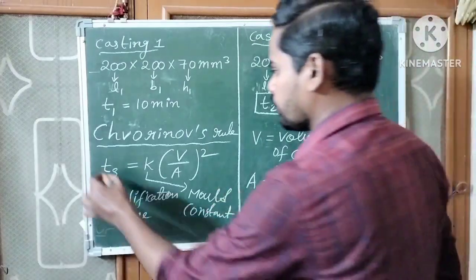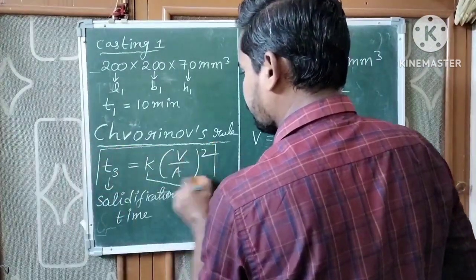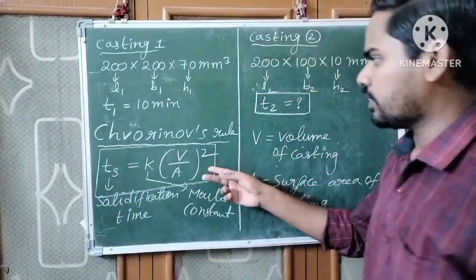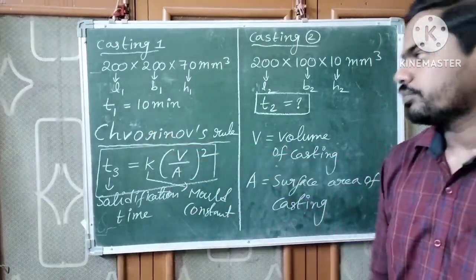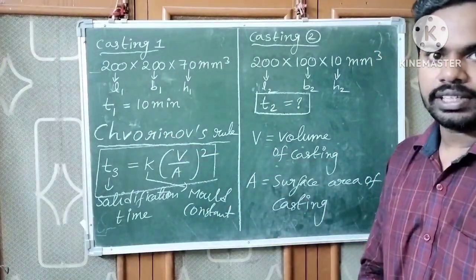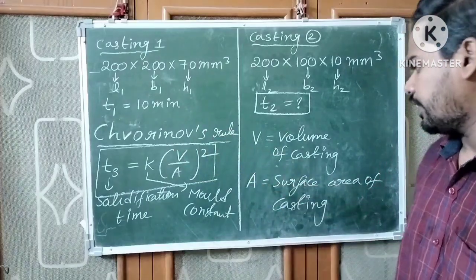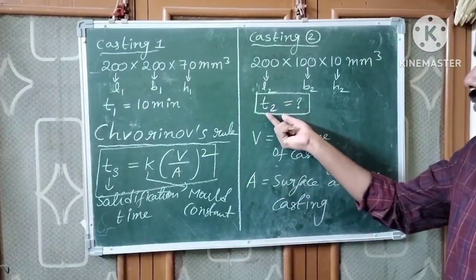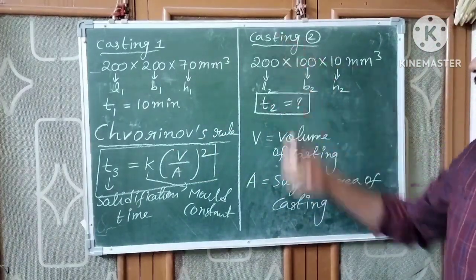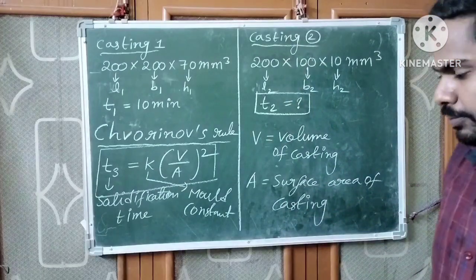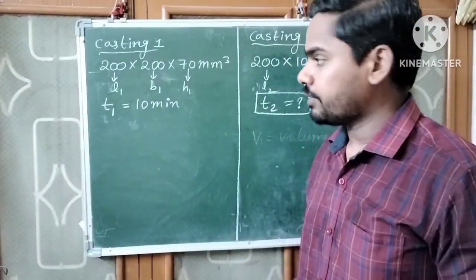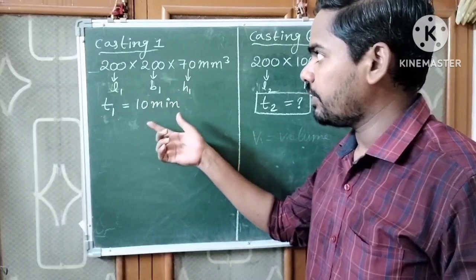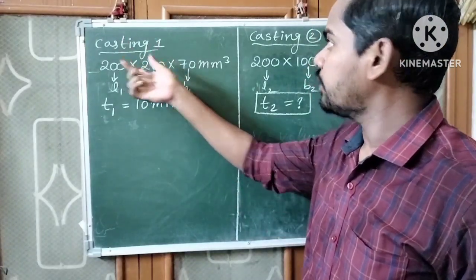Okay. So we are going to use this formula. Ts is equal to K into V by A whole square. This rule is called Chvorinov's rule. Okay. Using Chvorinov's rule we can find T2, so solidification time of casting 2. First of all, let us find volume and surface area of casting 1 and casting 2.